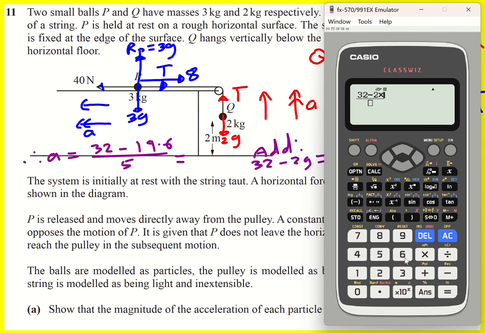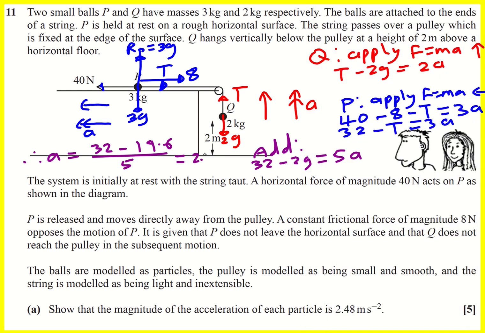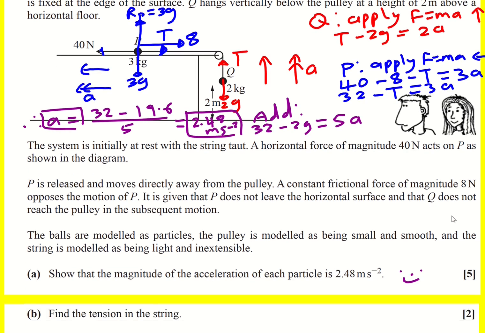You could always just put in the 2 times 9.8 to be fair. Hey, brilliant. So I know I've squashed it in a little bit, but it's just so you could see the diagram at the same time. So dealt with that bit. Then asked to find the tension in the string.